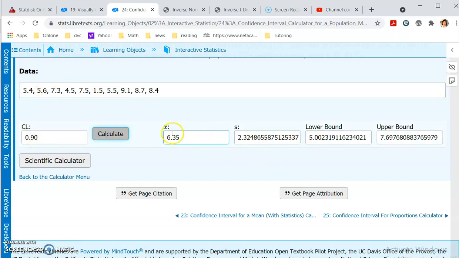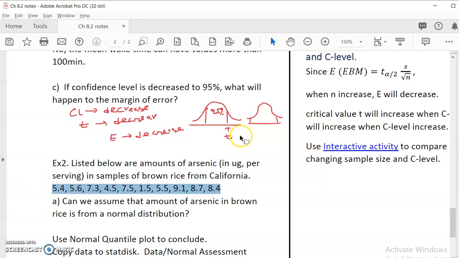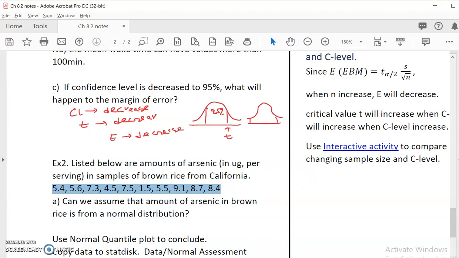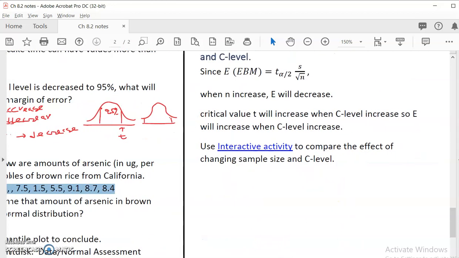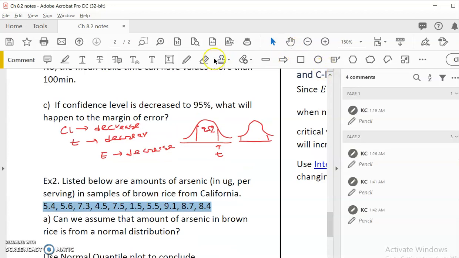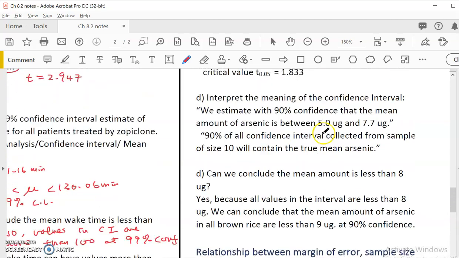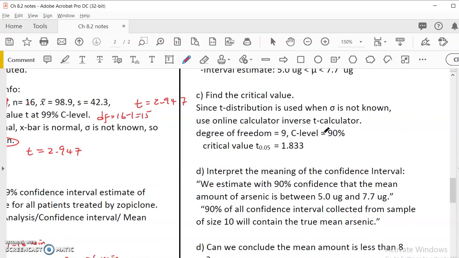It's good that in this calculator they actually calculate X bar for us and they calculate S. But they don't have E. So our lower bound is the same, right? 5.002, 7.697. It's exactly the same. But it's good that they have X bar and S, but they don't have the margin of error. So I think different calculators have different pros and cons. Okay, let's continue with the other example. If you want to, you can use the LibreTexts calculator. All the links are on Canvas.